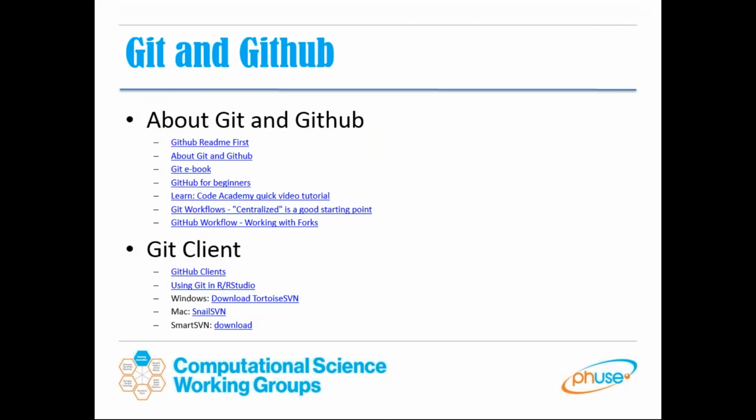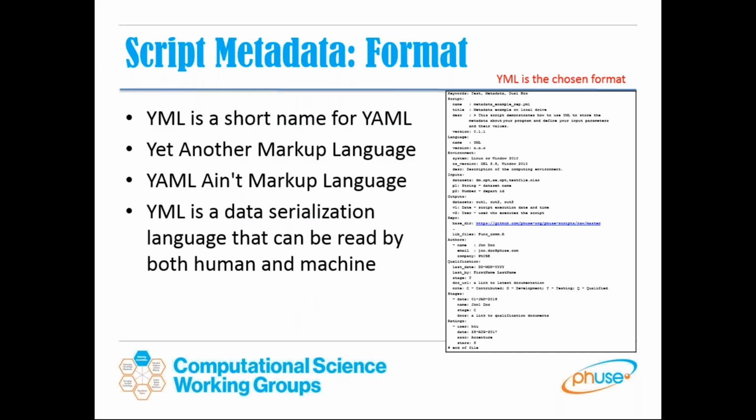So this is Git and GitHub information. There are lots of links here that you can read, and you can get the access. Actually, all those links are in the repository, so I'll show you later. The format is YML. If you're very new to this and don't know what YML is about, YML actually stands for YAML Ain't Markup Language, or yet another markup language, and it's human and machine readable. So it's very easy.